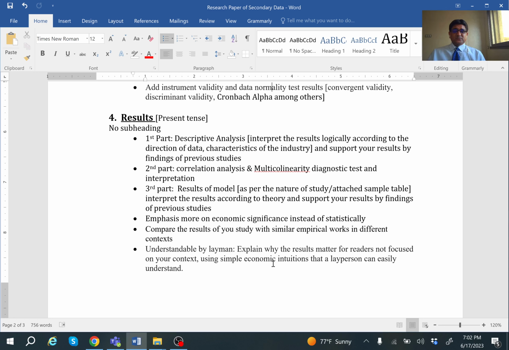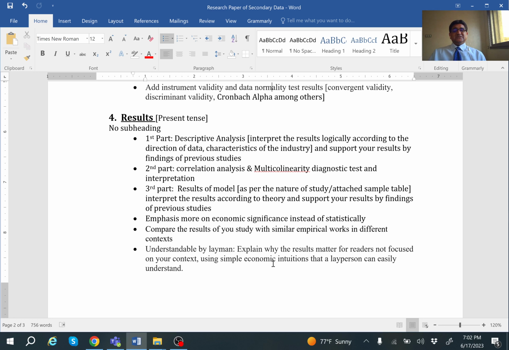It's not enough. So we need to discuss logically what the mean is suggesting. Here we need to discuss according to the direction of data, according to the characteristics of our selected variable, how these variables are being performed in the selected industry, in the particular industry. Then you need to support the findings of your research with previous studies and where you fall, and you have to discuss the results more economically instead of less statistically.